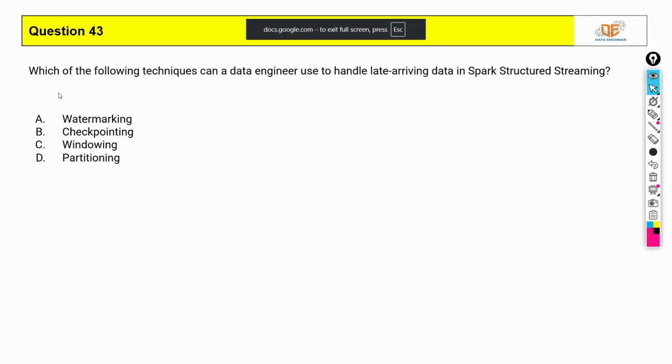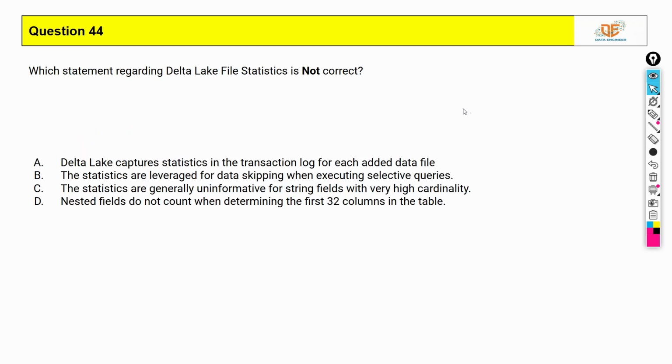Question number 43. Which of the following techniques can a data engineer use to handle late arriving data? For late arriving data, we use watermarking.